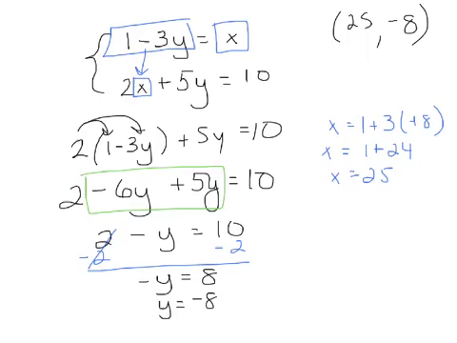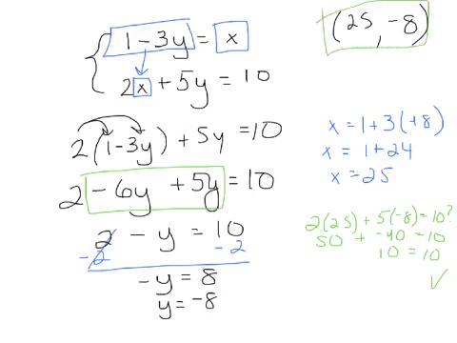I can test that by saying what's 2 times 25 plus 5 times negative 8, and does that equal 10? This is 50 plus a negative 40. Does that equal 10? Yes, 10 equals 10, so that is the solution. And that's basically how you solve a system of equations by substitution. I can also check my answer graphically if I were to graph these and find that this would be the point where they would intersect.